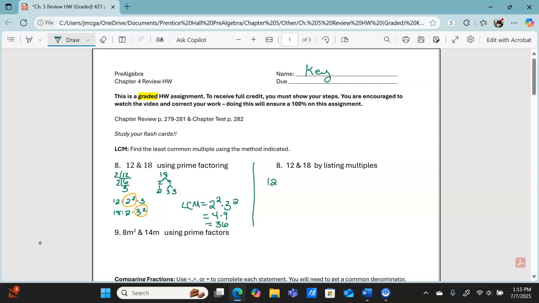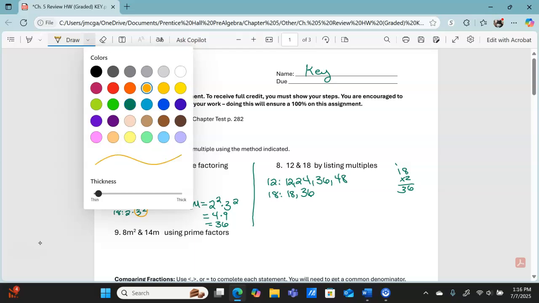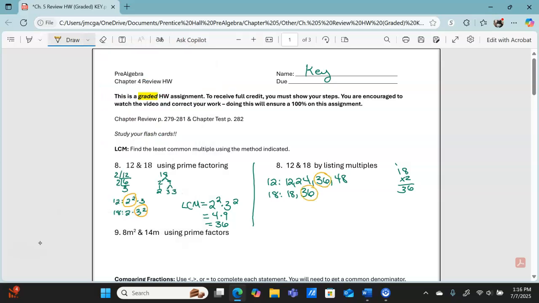Listing multiples, we just go through and list the multiples of 12. 12, 2 times 12 is 24, 3 times 12 is 36, 4 times 12 is 48. The multiples of 18 would be 18, and then 18 times 2. I know what this is, but you may not. 2 times 8 is 16, carry the 1, 36. And right there, we have our least common multiple. It's the smallest multiple that they have in common.